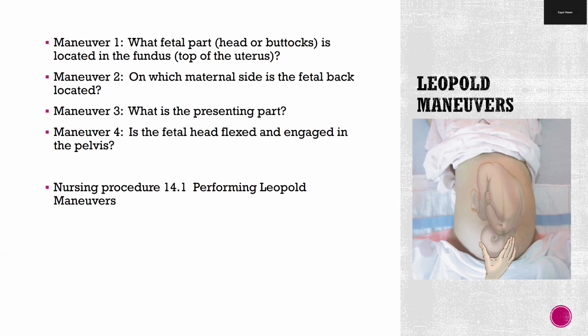In maneuver one, we're trying to figure out what's the fetal part. Is it the head or the buttocks? That's located in the fundus or the top of the uterus. With maneuver two, we are going to figure out which maternal side is the fetal back located on. Maneuver three is going to help us figure out what the presenting part is that's presenting down towards the cervix. And maneuver number four is going to help us figure out is the fetal head flexed and engaged in the pelvis or not.